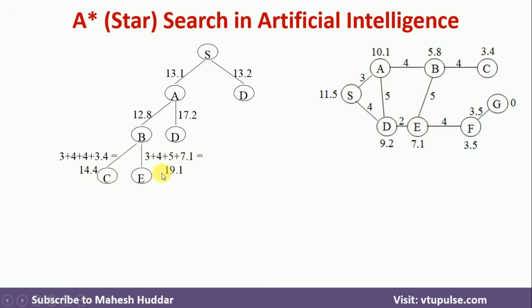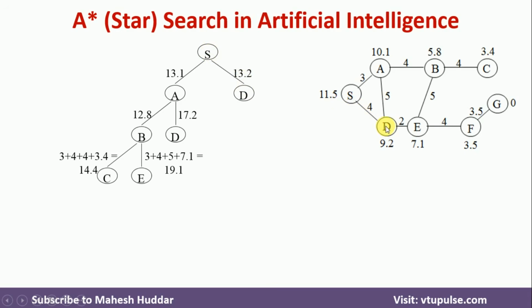Now if I see these particular values, 14.4, 19.1 for E, 17.2 for D, 13.2 for this D. If I see all these values, the minimum value is with respect to this node. So I will start with this particular D and then I will start processing here. This D is reached how? It has been reached from S to D here. So S to D distance is 4.